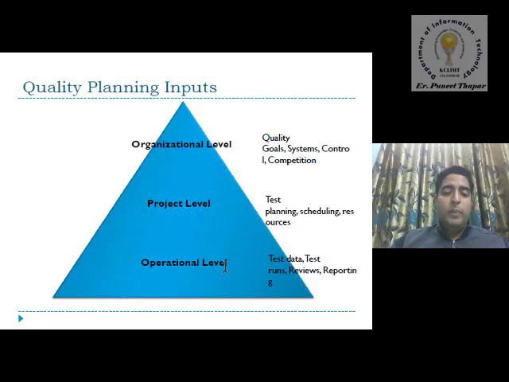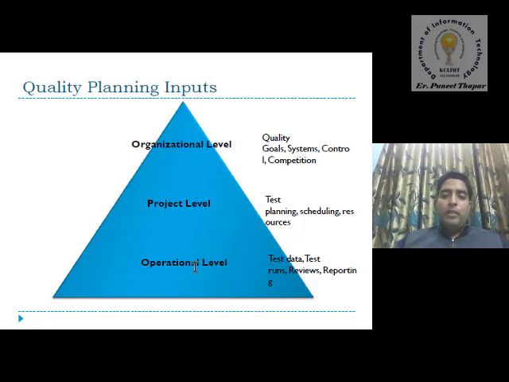At the last stage, that is the base stage, the operational level, this stage is the main input criteria for project planning. Quality planning at this stage is based on test data and test runs, reviews and reporting. All this information comes from the top stage. This means the top stage provides test data, test projects, test runs, reviews and reporting. These are all gained from the top level, so we can operate our system on the input information. So this is all about our quality planning inputs.